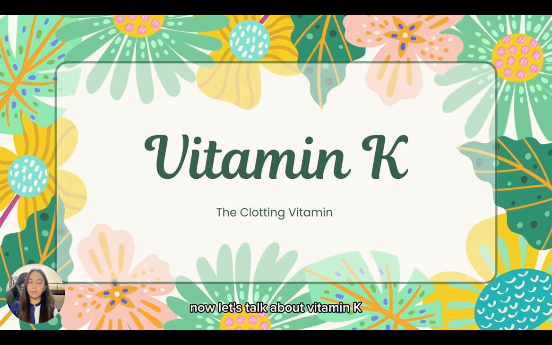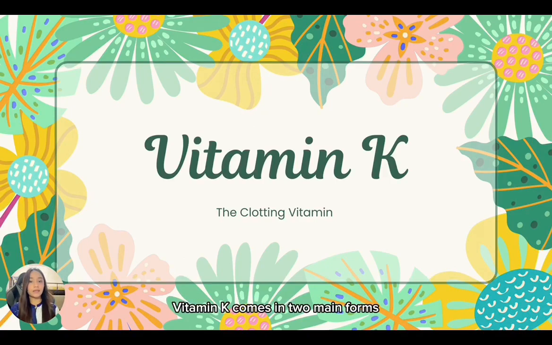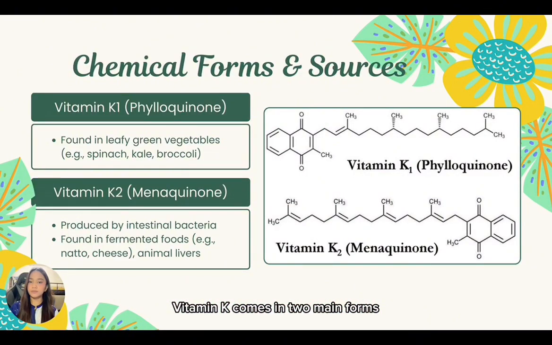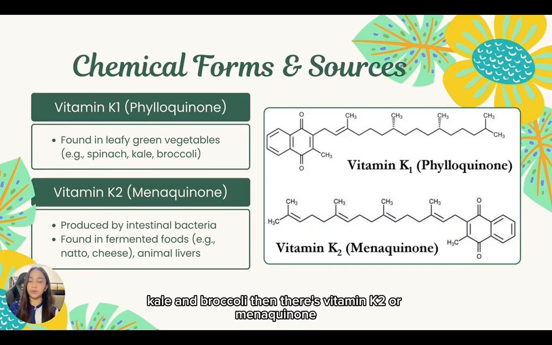Now, let's talk about vitamin K. It may not get as much attention as vitamins A or D, but it plays a very important role in keeping our blood clotting properly and maintaining healthy bones. Vitamin K comes in two main forms. First, we have vitamin K1, or phylloquinone, which we mostly get from leafy green vegetables like spinach, kale, and broccoli.